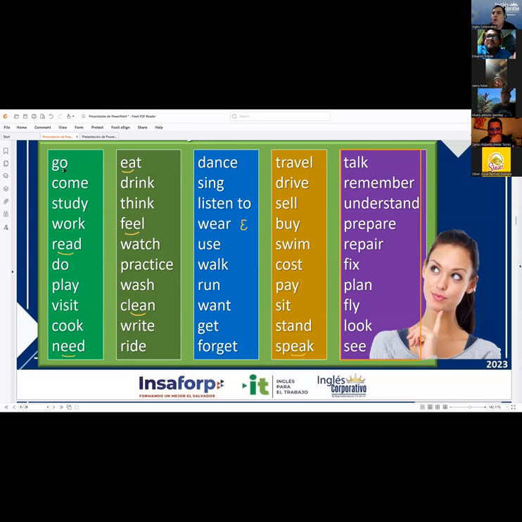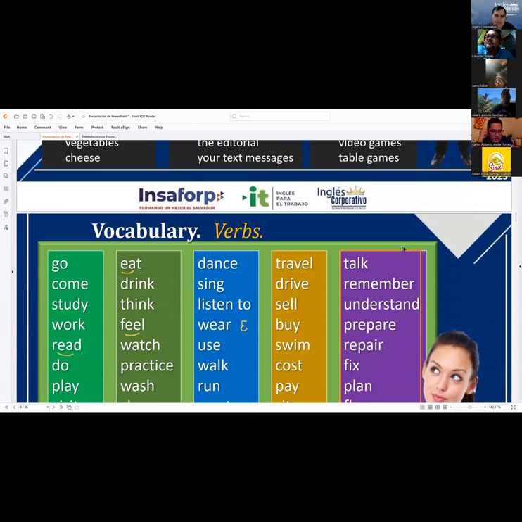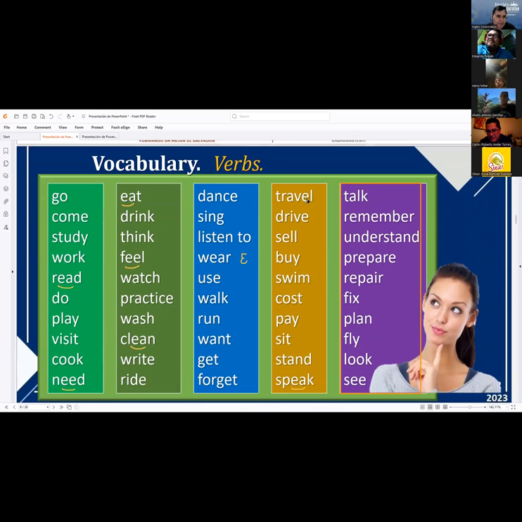Combinations. I go home. Go to school. Go to work. You remember? Go to work, go to school, go to church, go to the beach. Beach. Not short. The other one is a bad word, okay? They say beach. Okay, beach.